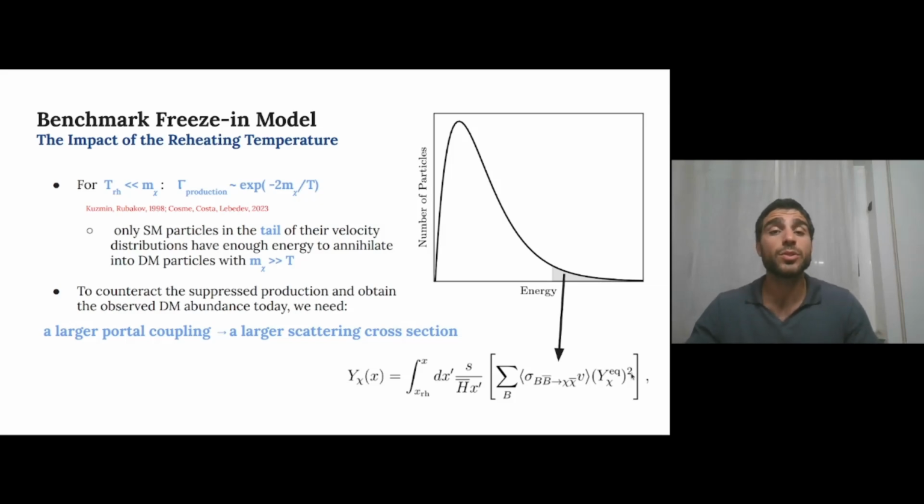Importantly, to counteract this suppressed production rate in these low reheating scenarios, a larger coupling with the standard model is required in order to obtain the observed dark matter abundance today. And of course, a larger coupling corresponds to a larger dark matter electron scattering cross-section.